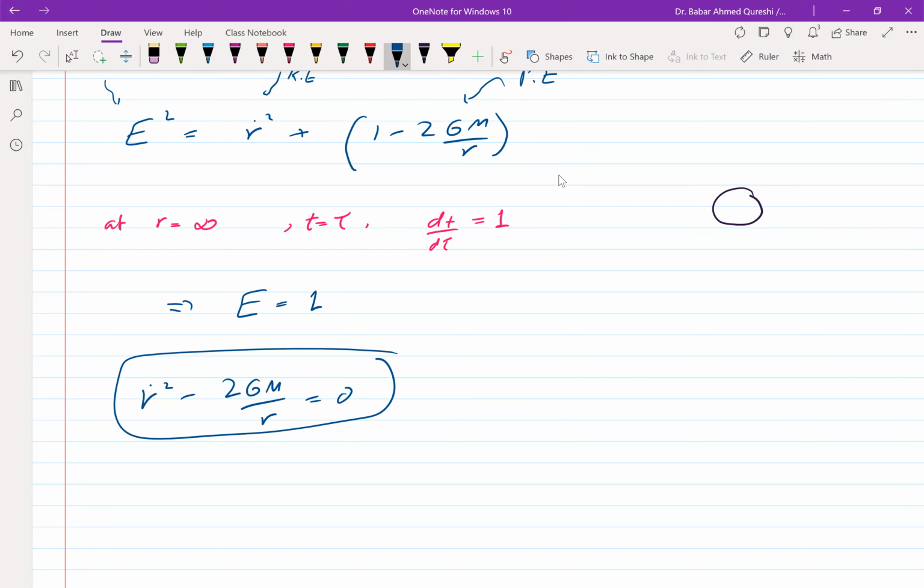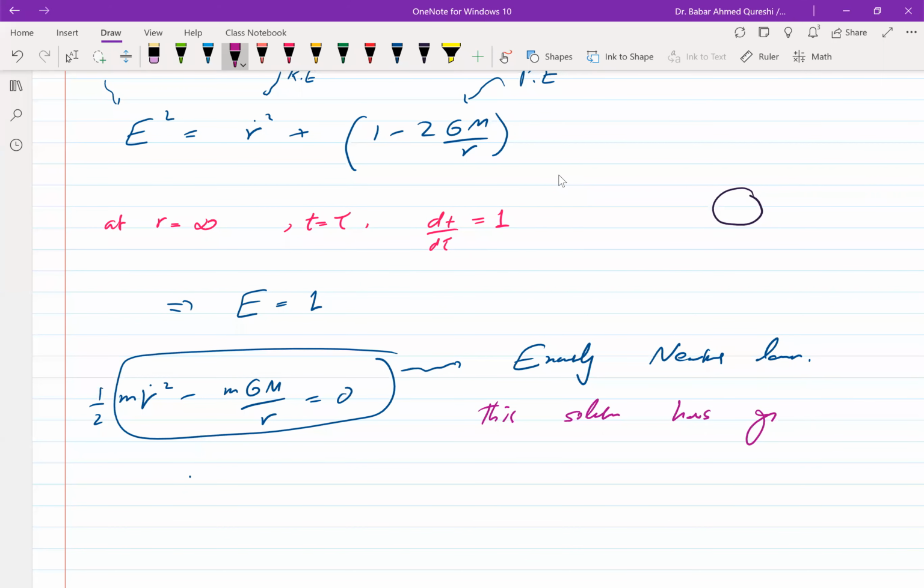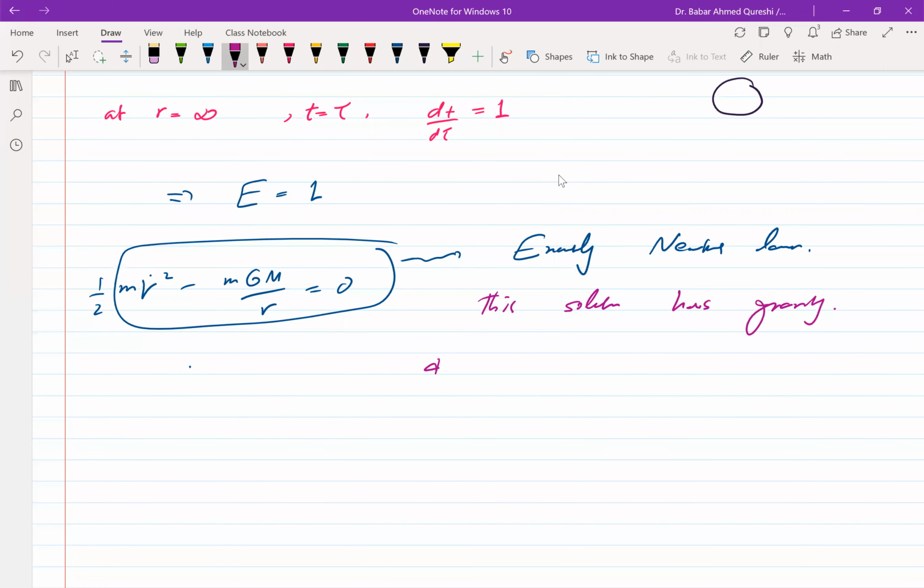and you can recognize it because I can, for example, multiply by this. So this is exactly as in Newton. So what we have discovered is that this solution has gravity, and this r coordinate, with these derivatives taken with respect to the clocks carried by the falling objects, with proper time, gives exactly the same radial motion as in Newton.